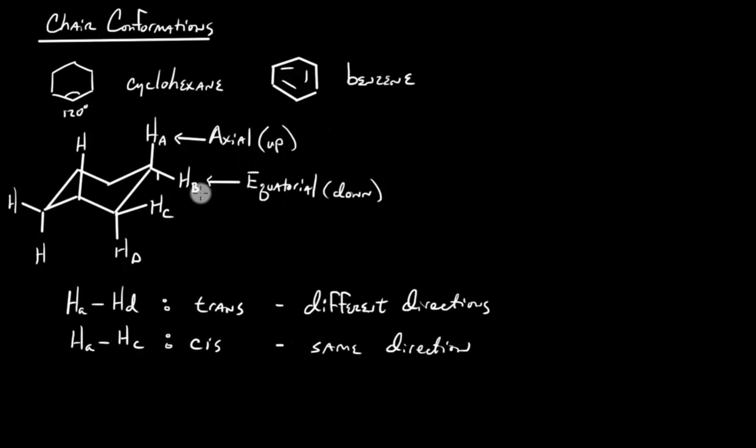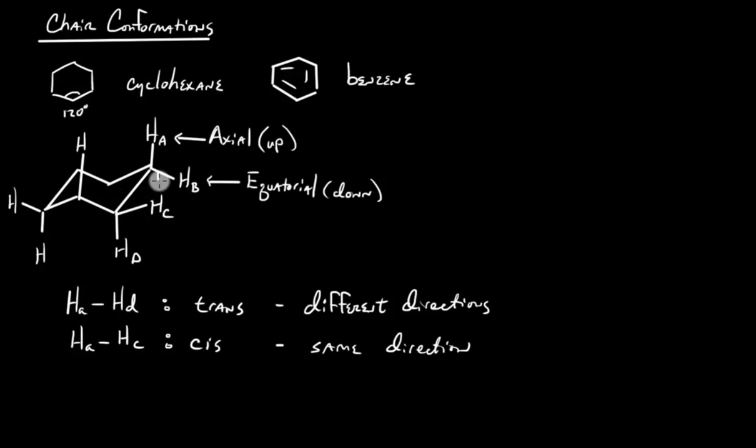So if we wanted to, we could then say the relationship of HB to HC and HB to HD. Since HB is equatorial down, and HD is also down, HB to HD would be a cis orientation. And then HB to HC would be down and then up. So this would be a trans orientation.